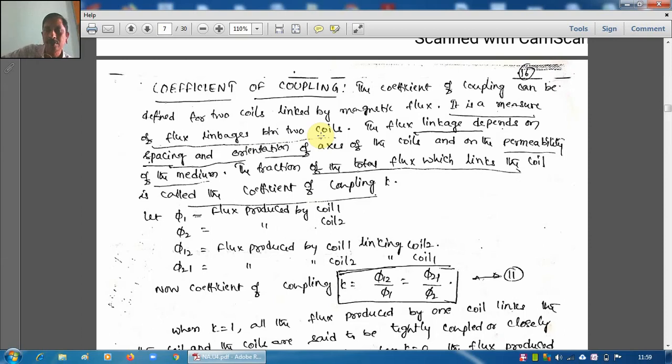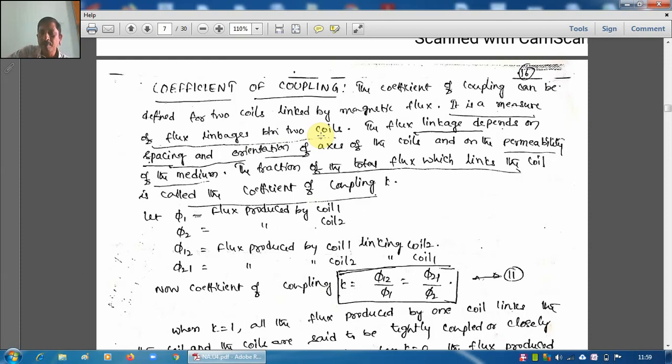How much amount of flux is linking? If we want to measure this, there is a quantity called coefficient of coupling. If total flux produced by coil 1 links with coil 2, then we can say that 100% of flux produced by coil 1 is linked with coil 2. Then we say that the coefficient of coupling is 1 or 100%, fully coupled, strongly coupled.